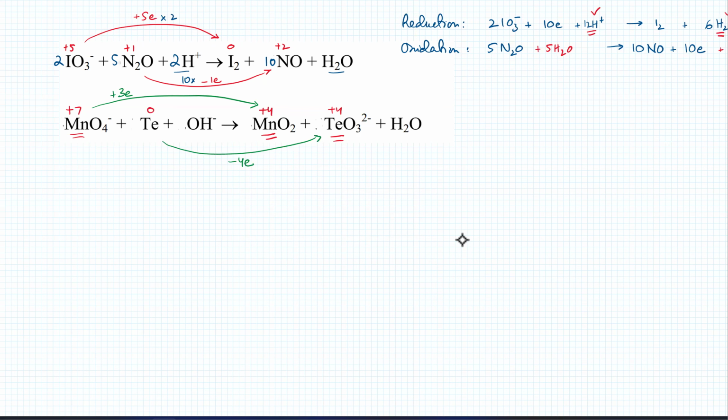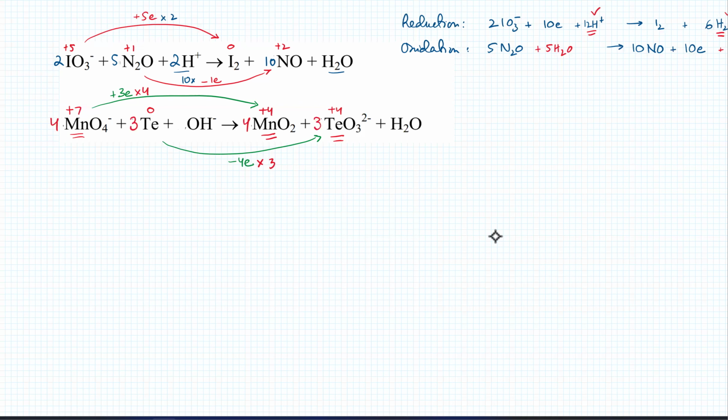What will it be, anyone? Talal? What's the number? Akshita? 4. So this will be multiplied by 4, and this will be multiplied by 3. So I should have 4 Mns and 3 Tes, right? So this part is balanced. The electrons gained and lost are balanced.